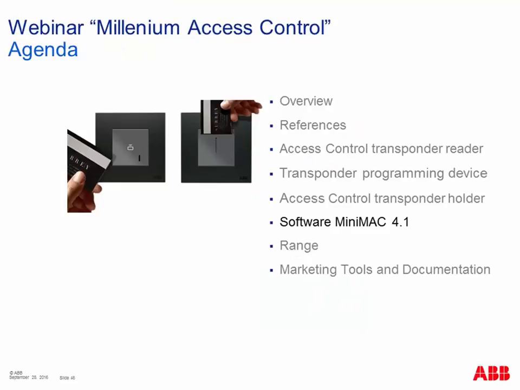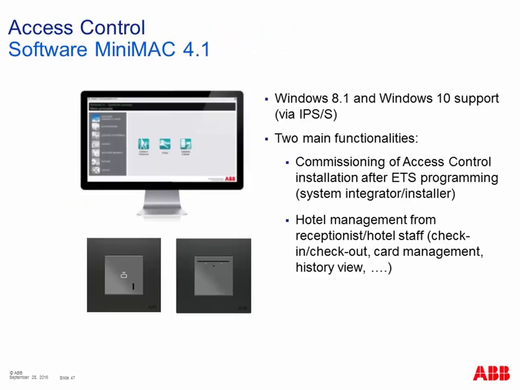So we have seen the whole range of devices: the transponder reader, the transponder programming device, which is exactly the same as the transponder reader but configured in a different way in MiniMAC, and then the transponder card holder. Now we can have a discussion on MiniMAC. MiniMAC is the software used for programming these devices. In particular, it's important to underline that MiniMAC has two main functionalities. MiniMAC is the software used by the system integrator for commissioning.